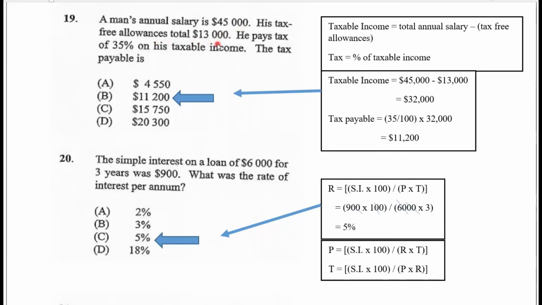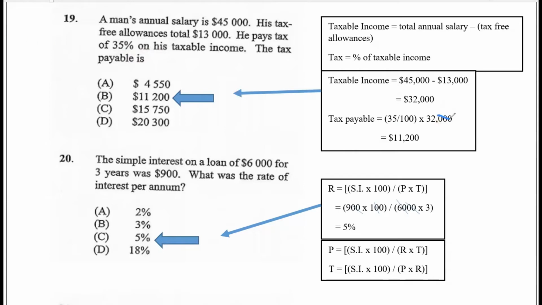So what will be his taxable income? His taxable income will be the total annual salary minus your tax-free allowance. So it'd be 45,000 minus the 13,000 to give you 32,000. And then from there, now you find 35% of that income. That's a taxable income. So it's 35 over 100 by 32,000.